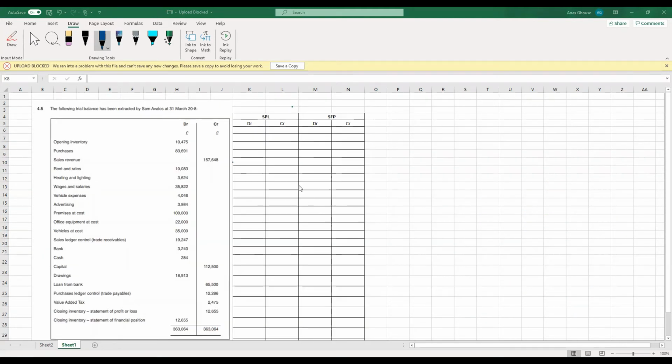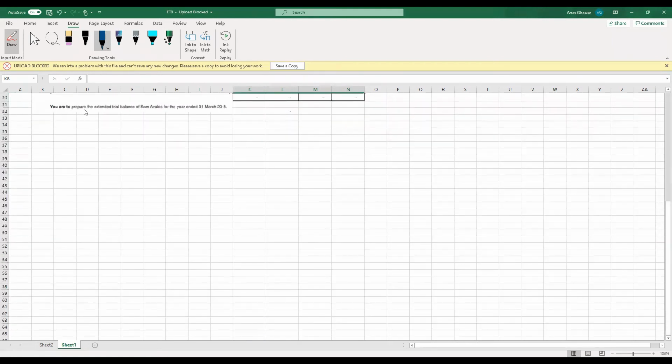Okay, so let's quickly move on to the second question. The following trial balance has been extracted by Sam Avalos at 31st March 2008. Okay. Now what is required is you are to prepare the extended trial balance of Sam for the year ended 31st March 2008.